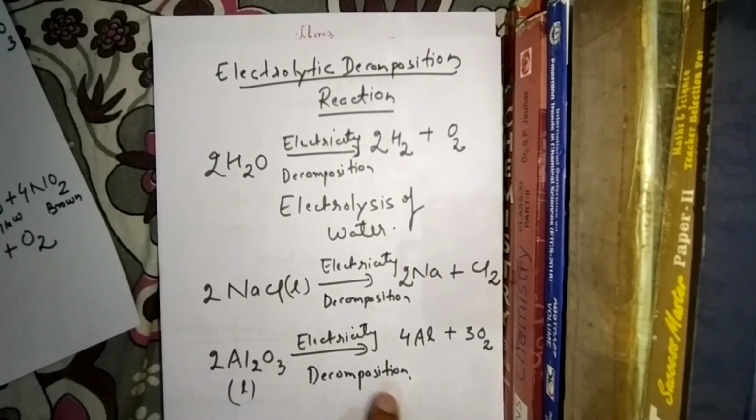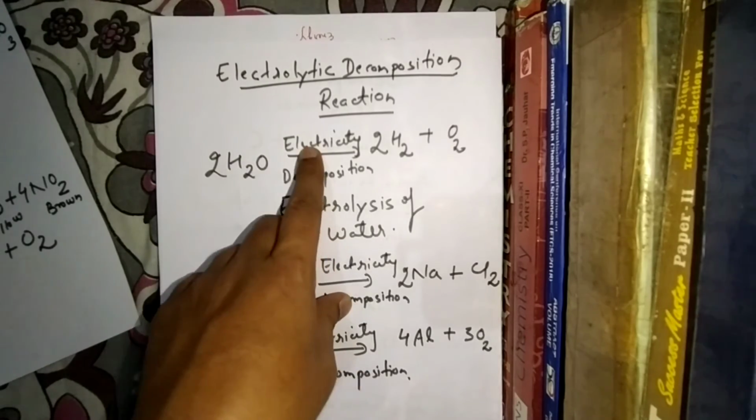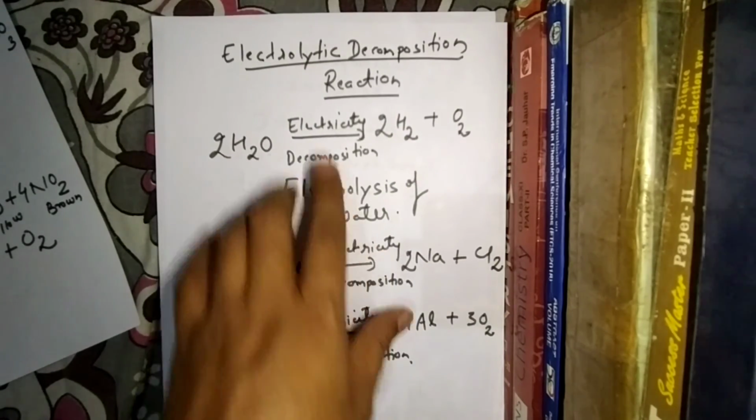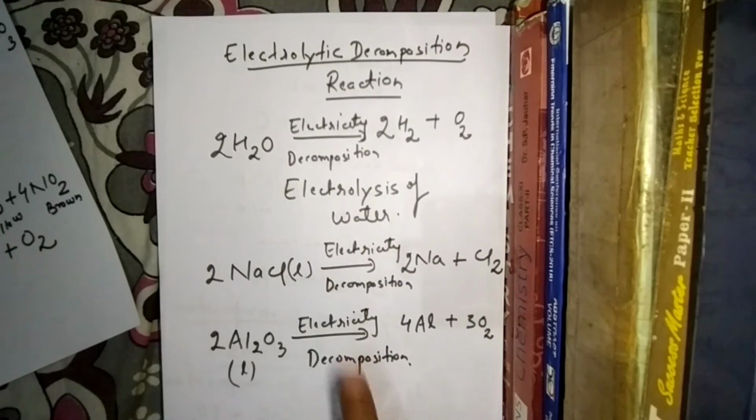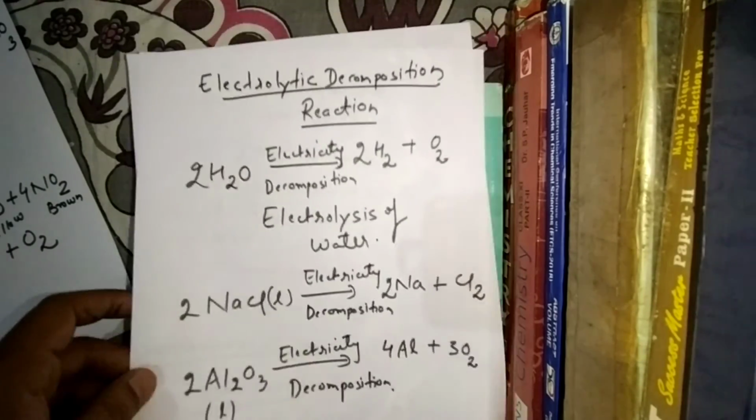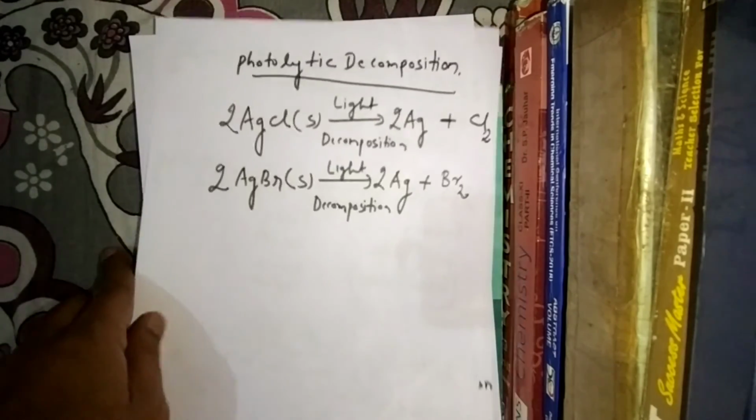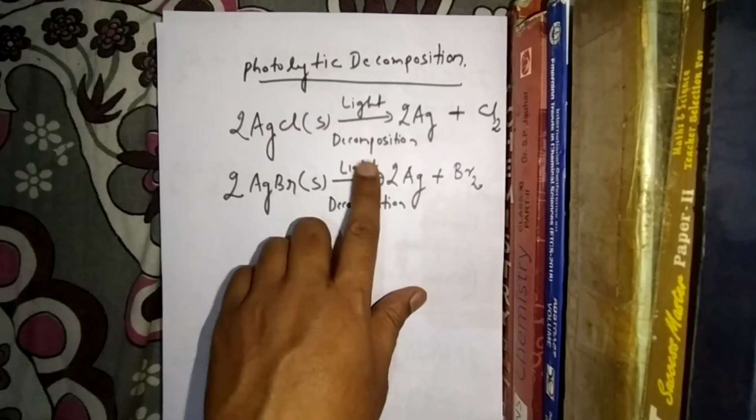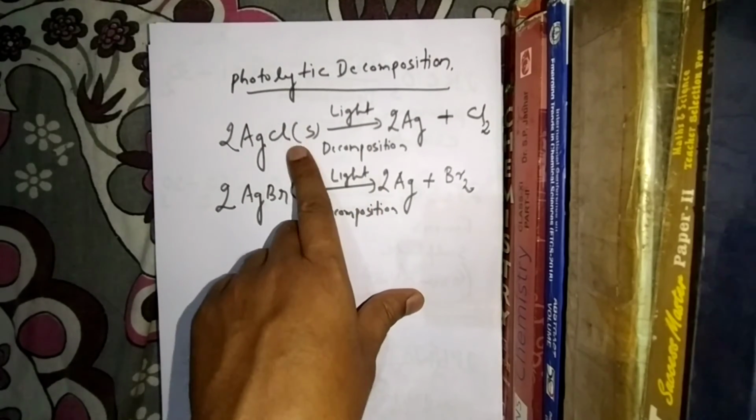Now electrolytic decomposition reactions are those where decomposition takes place with the help of electricity. यहाँ पर हमने इलेक्ट्रोलाइटिक डिकम्पोजिशन पढ़ा है वाटर का, सोडियम क्लोराइड का और एल्यूमिनियम ऑक्साइड का. Now the third example was photolytic decomposition reaction, the decomposition reaction which takes place with the help of light.